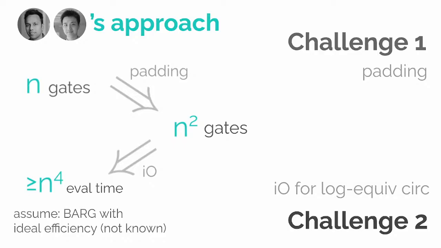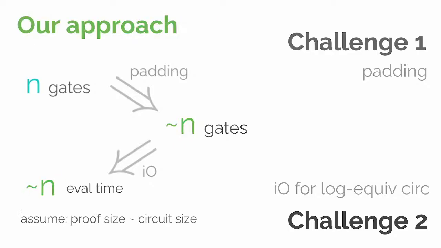Okay, so in order to get it to quasi-linear, we have to overcome both of these efficiency challenges. So in our scheme, we proposed a new padding scheme. And essentially, we just have polylog blowup during the padding step. And then when we construct the I/O, we also only have polylog blowup. So we can keep the obfuscation time and evaluation time quasi-linear.